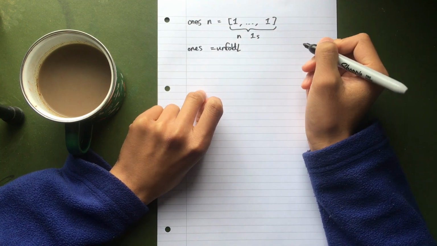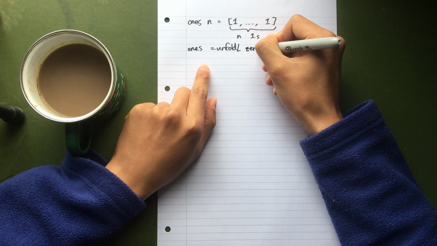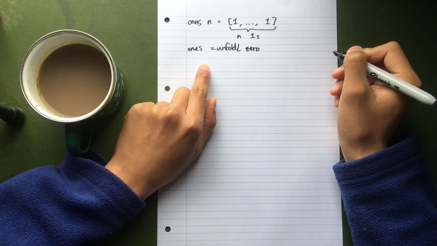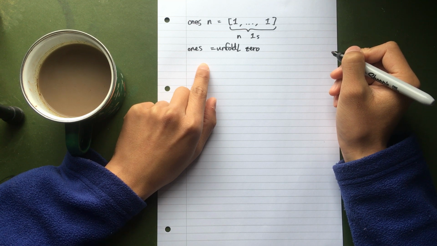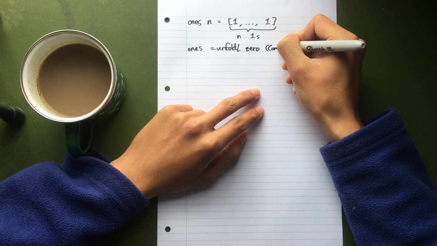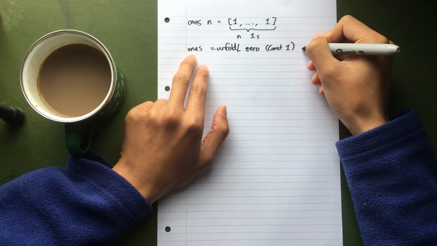so we need to say when do we have the empty list? And we're going to have the empty list when we have 0. And we're going to say, when we have a non-empty list, what's going to become the head? Well, it's just going to be a 1. So I'm going to say const 1. And what's going to become the tail? I'm going to say pred.